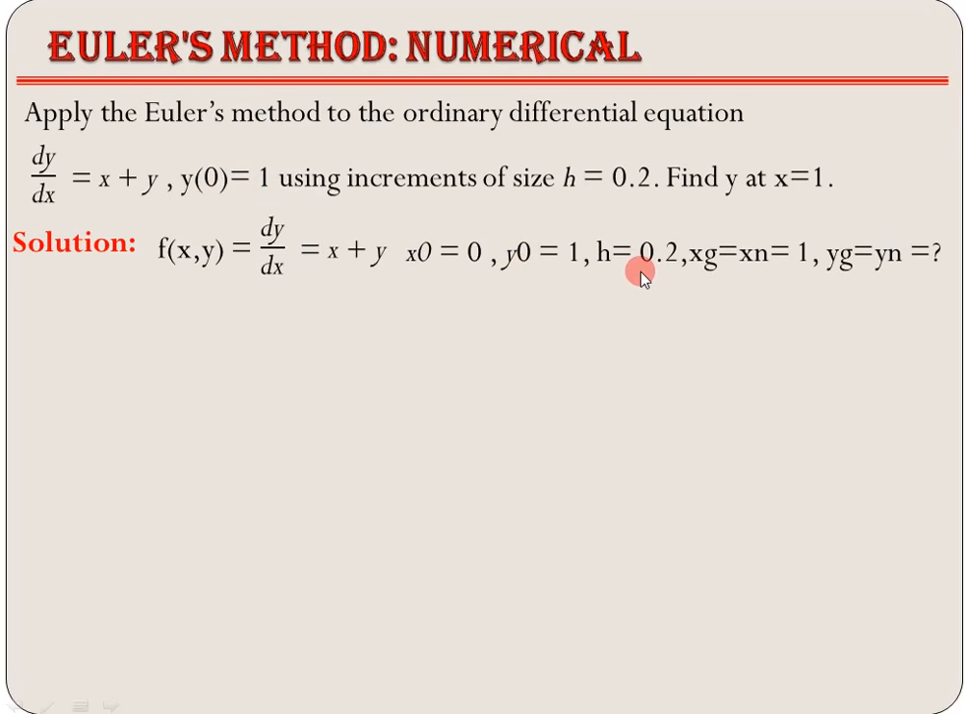Step size is given as 0.2 and we have to find the value of y. It will be denoted as yg, or in some books it may be denoted as yn, at the given value of x, that is 1. The given value of x is denoted as xg, or in some books as x. Now we need to find the number of iterations required to get the solution. The number of iterations is calculated as xn minus x0 divided by h, and when we put in the values we get the number of iterations as 5.